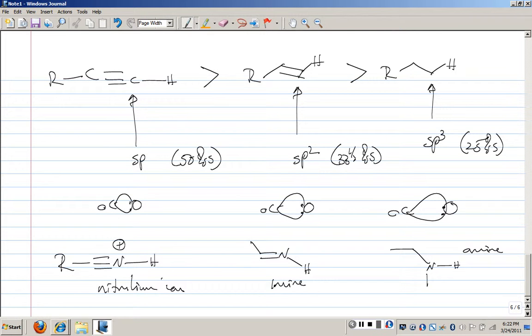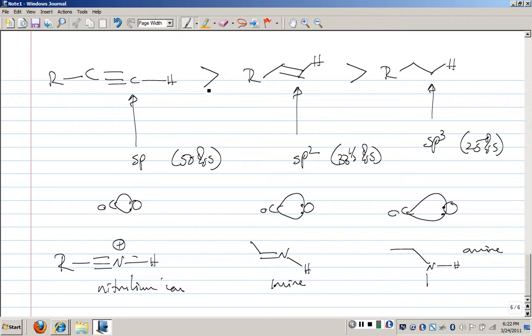Now, in this case, we're cheating a bit, because in addition to the increasing s character, and therefore the increasing electronegativity as I go this way, which was gradual for alkane to alkene to alkyne, there'll be an increase here, which is parallel to the increase above, but there'll be a massive increase in electronegativity between these two. Because not only have I gone from being sp2 to being sp, but I've also made the N positive. So I've souped up the electronegativity of the N. And therefore there'll be a significant jump in acidity going from the imine to the nitrilium ion. In other words, this gap between these is bigger than it is here.